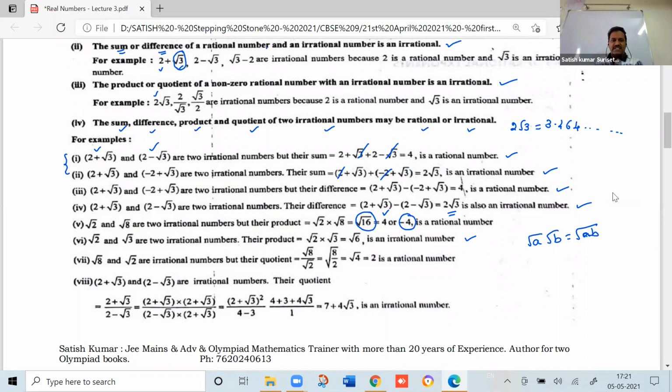Now, let us take the quotient. Root 8 and root 2 are irrational numbers. Their quotient, root 8 upon root 2, is the same as root of 8 upon 2, which is root 4, equal to 2, which is a rational number. Next, 2 plus root 3 and 2 minus root 3 are irrational numbers. Their quotient is 2 plus root 3 upon 2 minus root 3.